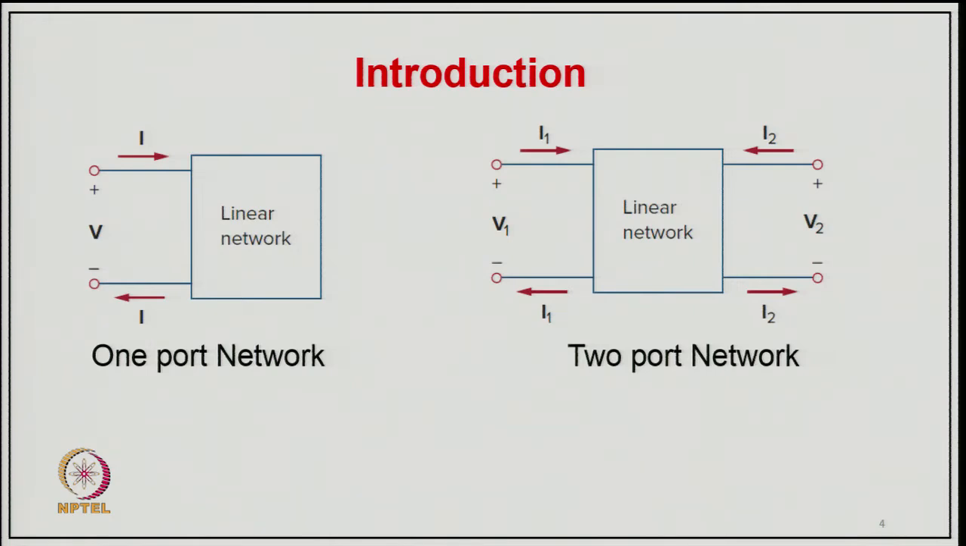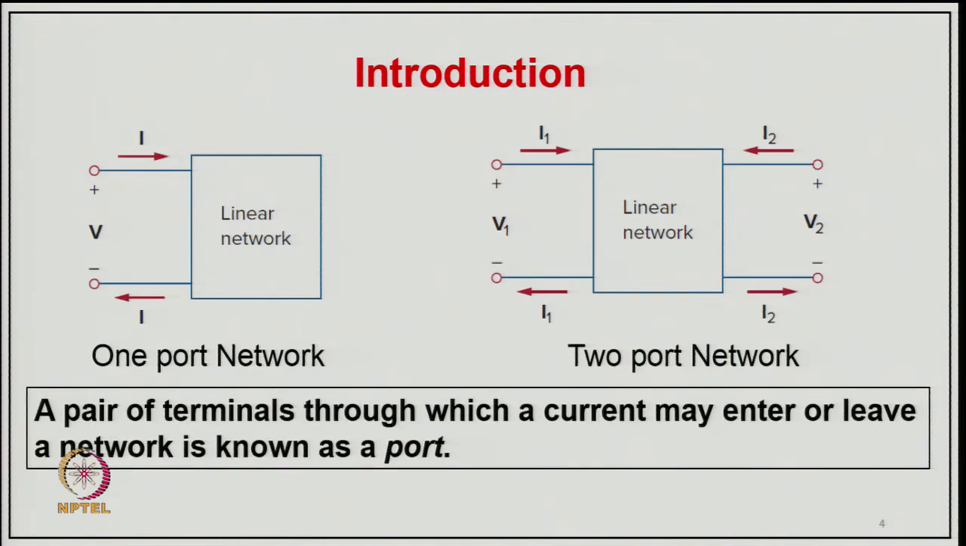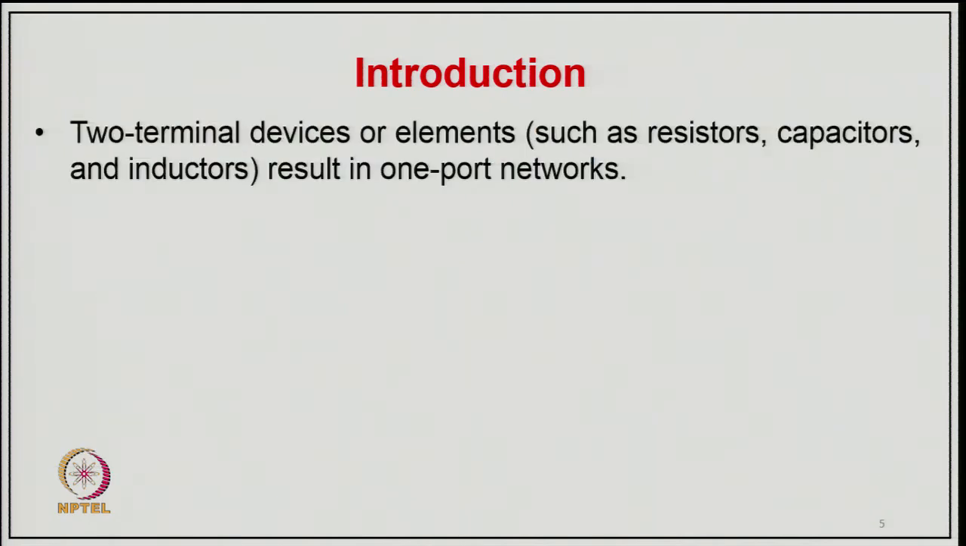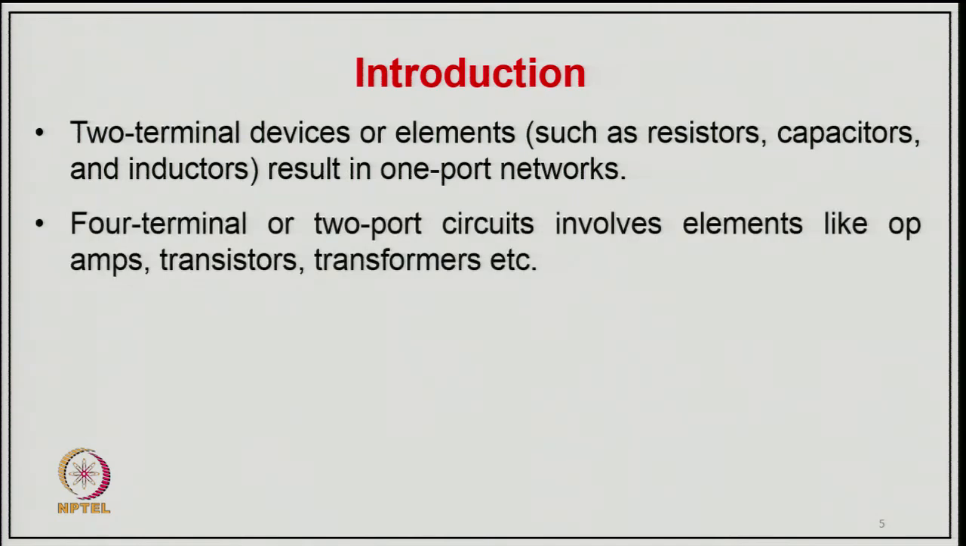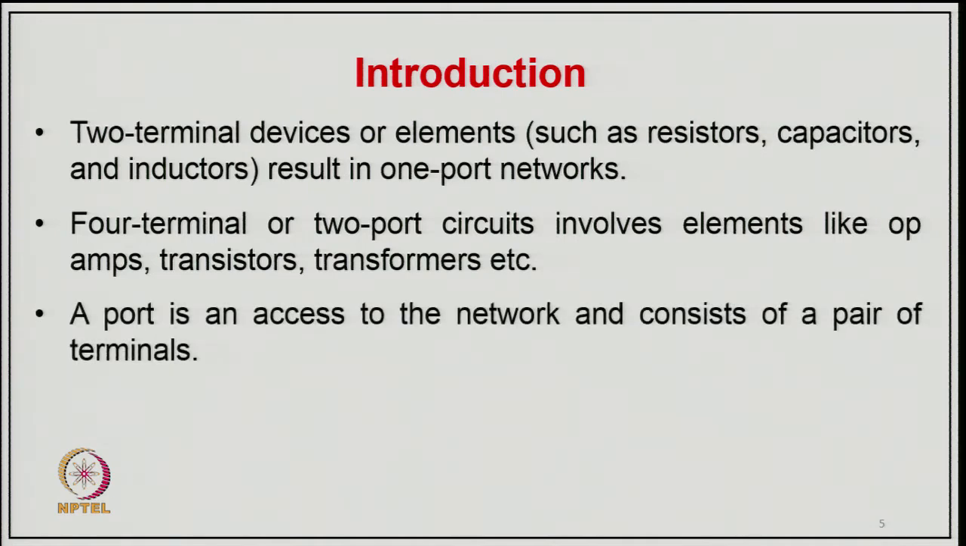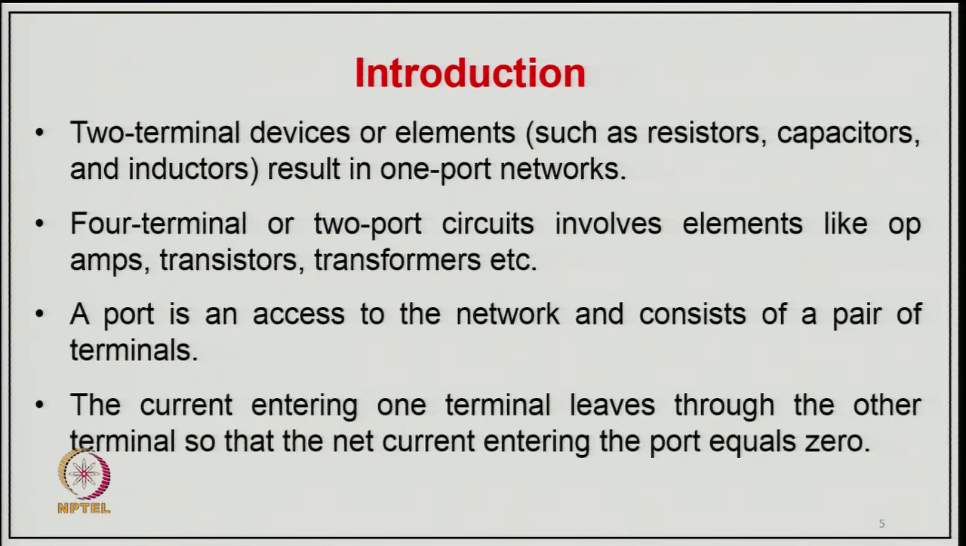A pair of terminals through which current may enter or leave a network is known as a port. Two terminal devices or elements such as resistors, capacitors and inductors result in a one port network, and four terminal or two port circuits involve elements like operational amplifiers, transistors and transformers. A port is an access to the network and consists of a pair of terminals, and the current entering one terminal leaves through the other terminal, so that the net current entering the port equals 0.